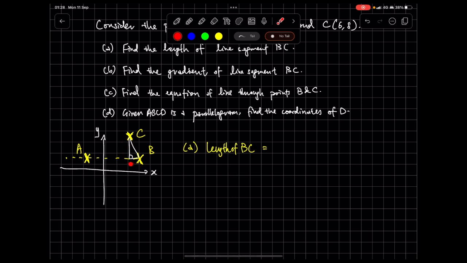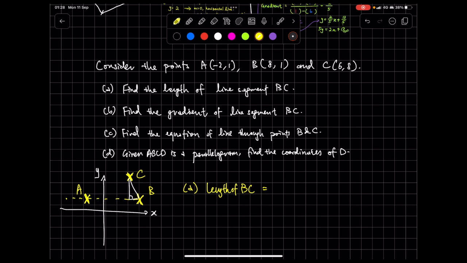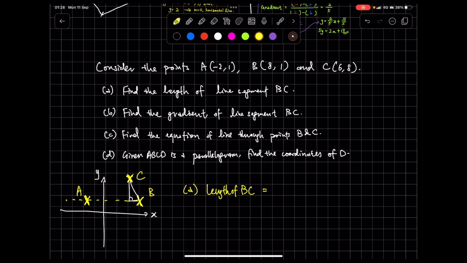In a sense, the rise and the run. I know that rise and run is basically just the y values minus each other, the x values minus each other. So I'm going to take BC, B first, then C. The y value of B is 1. So 1 minus something squared plus x value 8 minus something squared. I'm going to put a square root first so that I don't forget. I could put plus minus also, but I'm going to reject the minus. In that case, no point, because I can just use this as a formula.